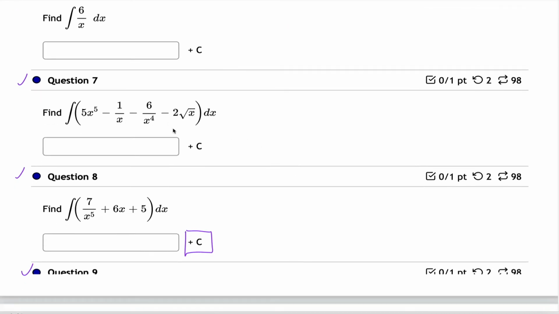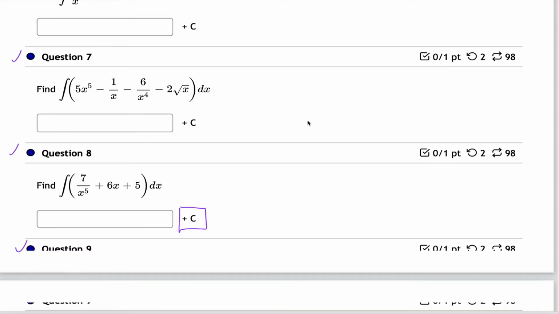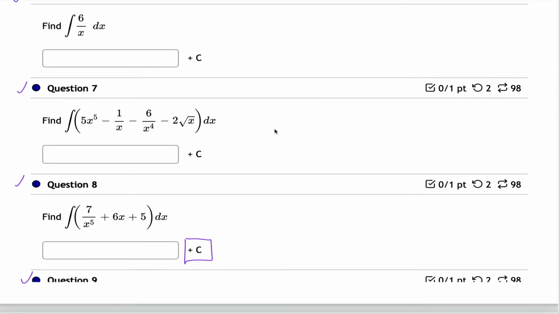The idea for 7 is this problem is not written in a way that's conducive to your different antiderivative rules right now. But what you could do is rewrite it. You'd be like, all right, I got to take the antiderivative of this 5x to the 5th. Let's pull the 5 out in front, and I'll worry about the antiderivative of x to the 5th in just a sec. For the next term, I'm going to pull the negative out in front, and I'm going to take the antiderivative of 1 over x.